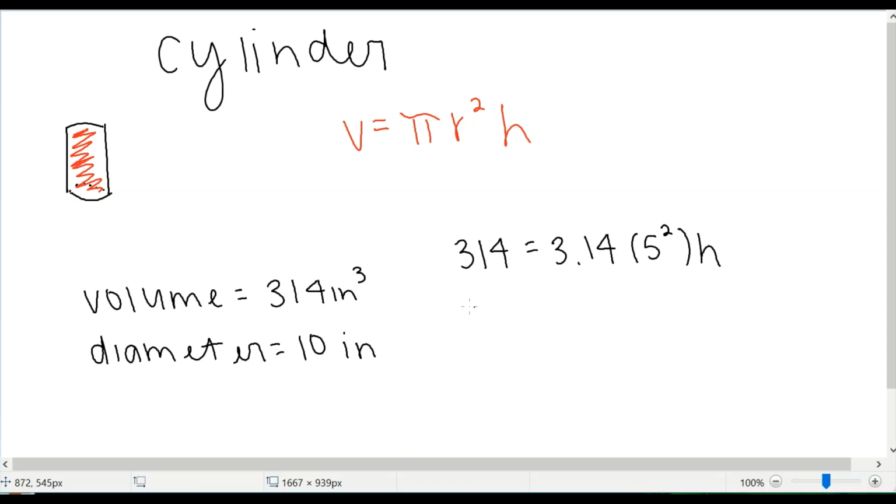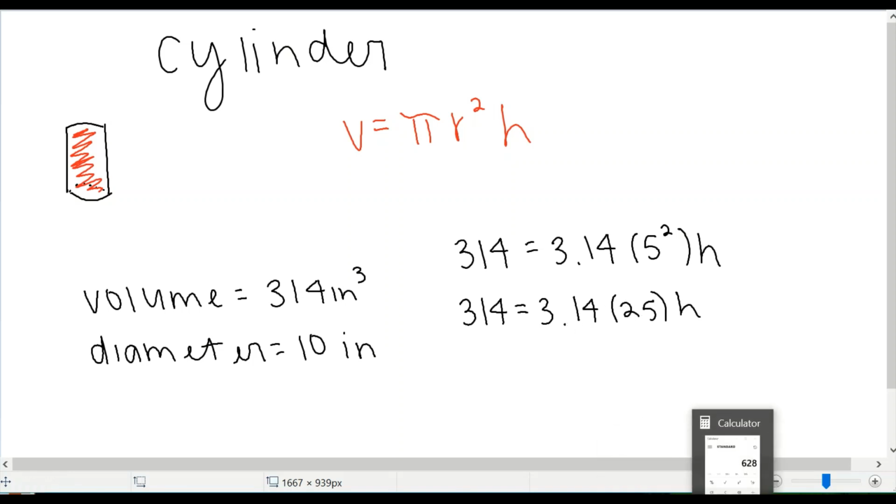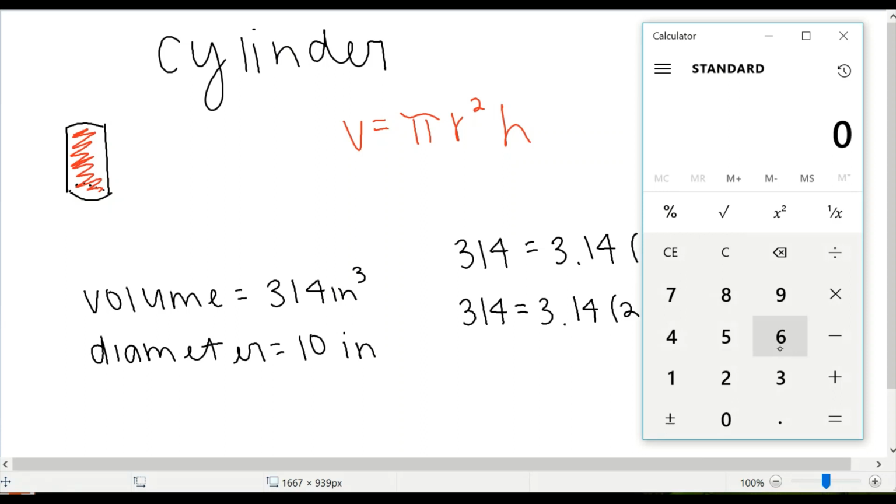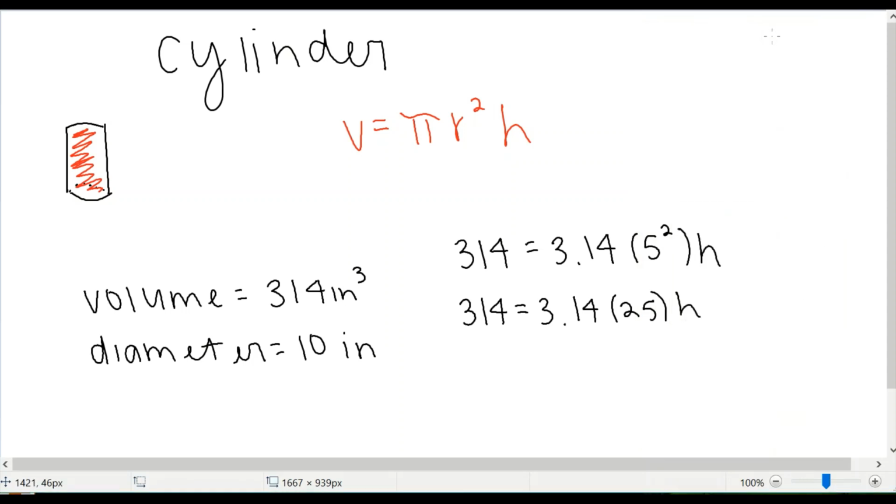So on the left side, I still have 314. And then I'm just going to go totally step by step. 5 squared is 25 times the height. My next step, I would want to multiply 3.14 times 25. Let's do that. 3.14 times 25 is 78.5. 78.5. I didn't want to forget it.